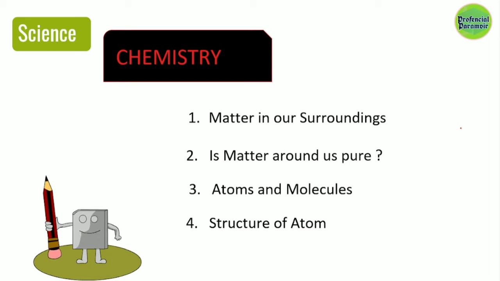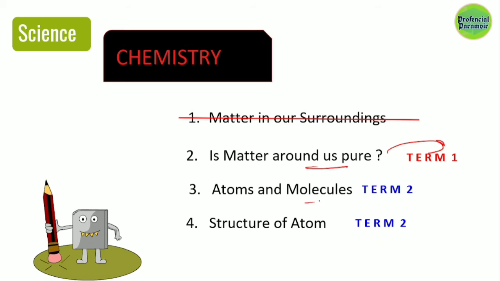So from these 4 chapters, chapter 1, Matter in Our Surroundings, has been cut down from the syllabus, and now we have Is Matter Around Us Pure in term 1, and Atoms and Molecules and Structure of Atom in term 2. So 1 chapter in term 1 and 2 chapters in term 2.